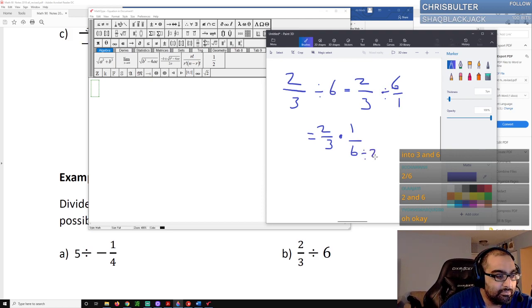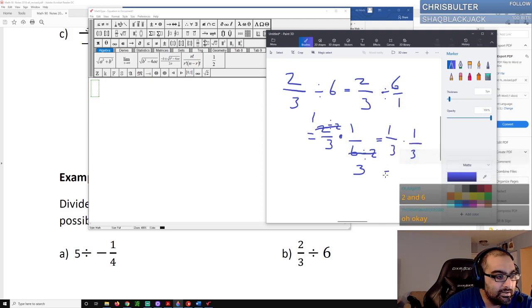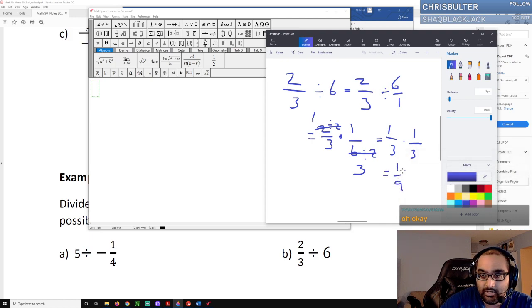But we are going to divide by 2 here in order to clear that up. So we get 2 divided by 2, which is 1, and 6 divided by 2, which is 3. So we get 1 over 3 times 1 over 3, which is equal to 1/9. Okay, and that'll be our final answer here for this problem, 1/9.